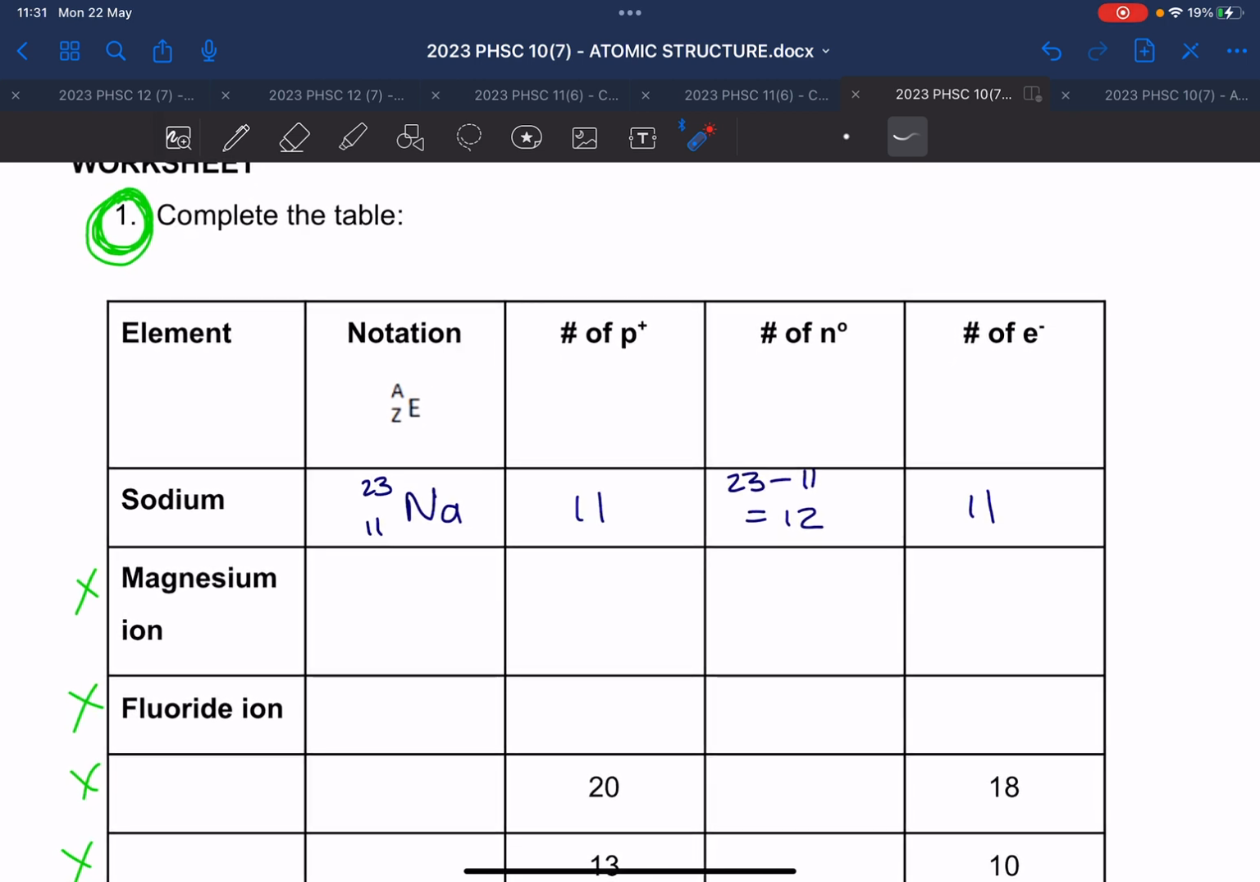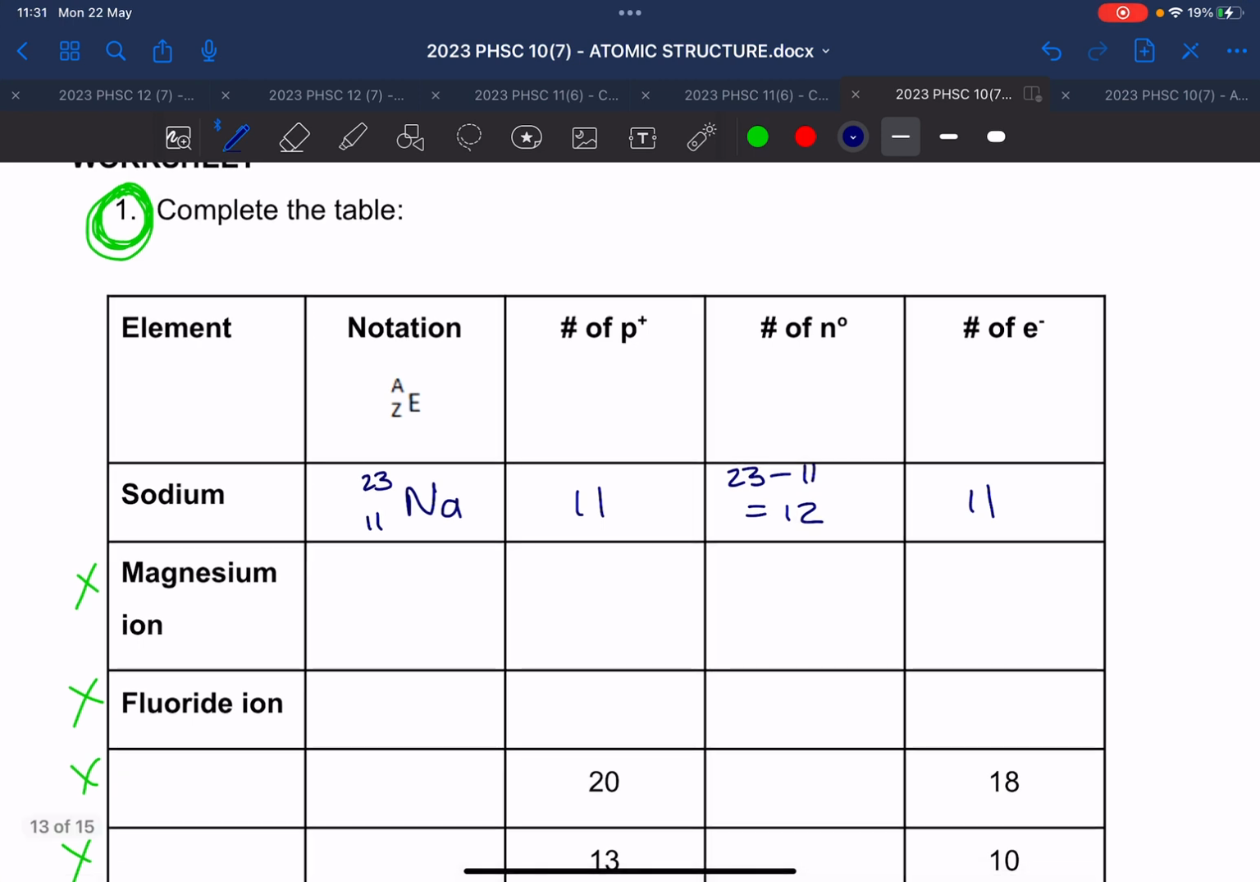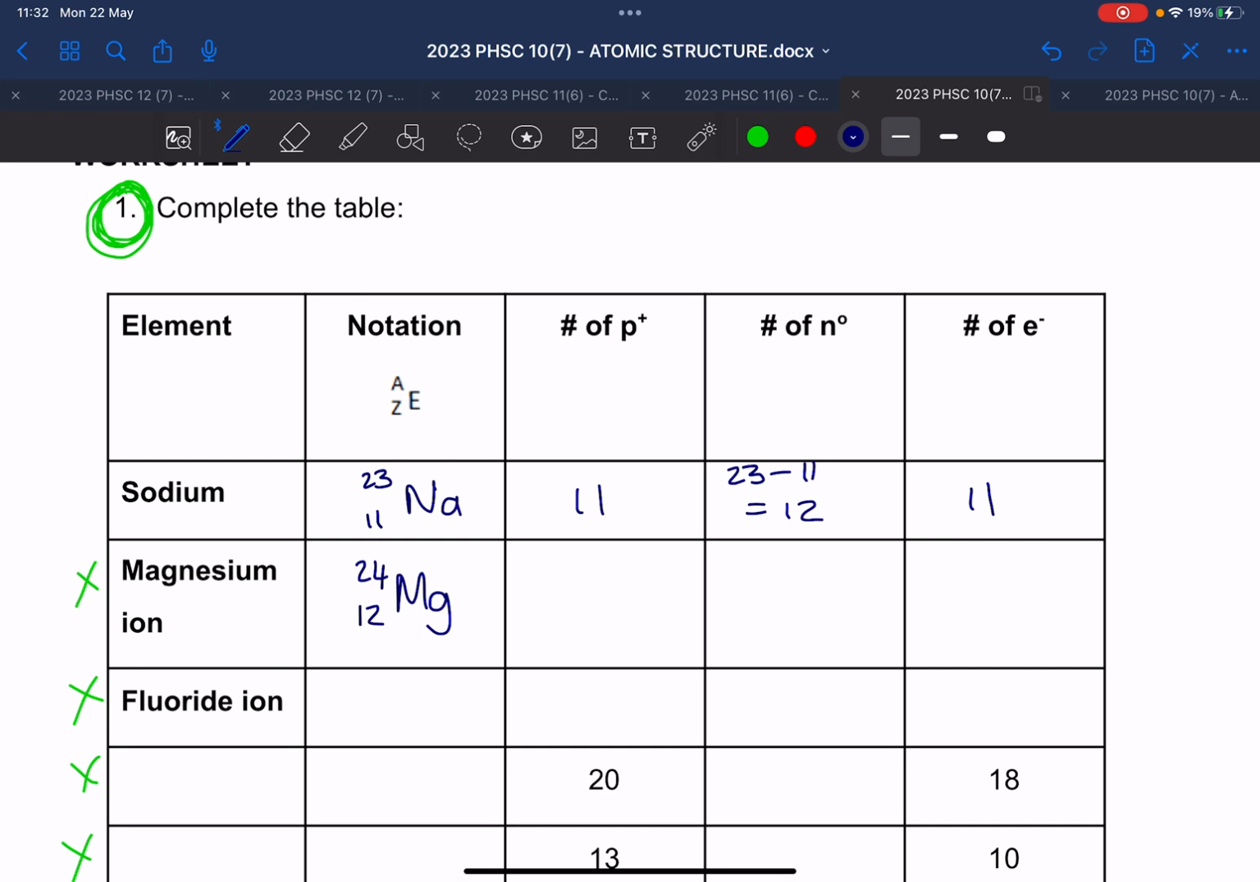Let's look at the magnesium ion. Okay, magnesium symbol. Mg. Alright. Now, what's the mass of magnesium? Look on your periodic table, in your notes. And its atomic number? 12. Alright, keep that open.